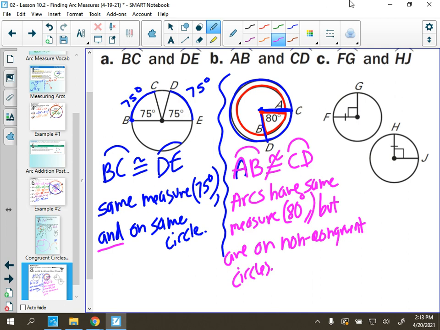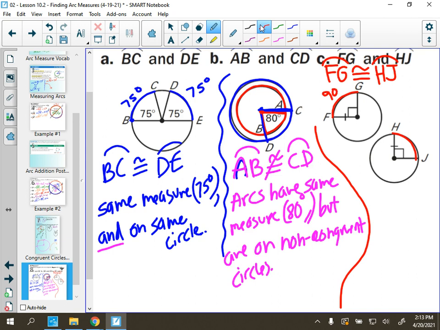All right, last but not least here, I think it's our last situation of a yes, kind of got squeezed out a little bit. Maybe we'll write it above. So we're talking about arc FG and arc HJ. So I would definitely say that yes, arc FG is congruent to arc HJ. How do you know that? They have the same measure. Now, again, we looked at this one a second ago. There's no number, but I can tell because of that 90 degree right there that they both have a 90 degree measure. So same measure again.